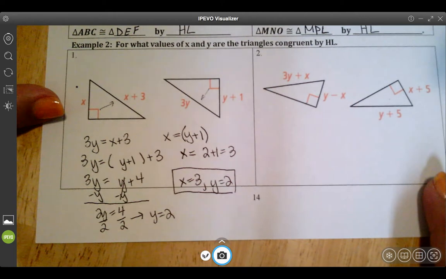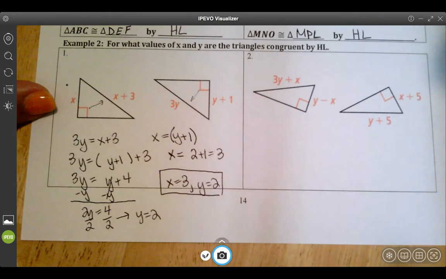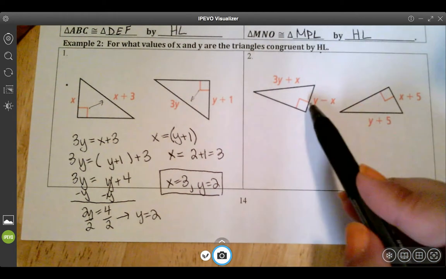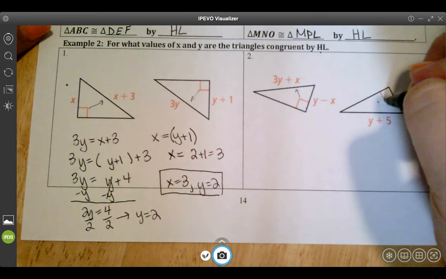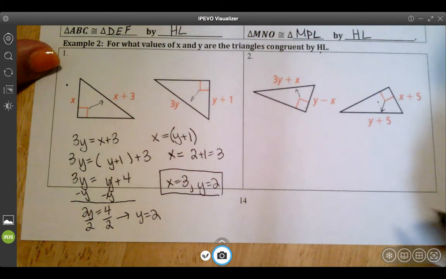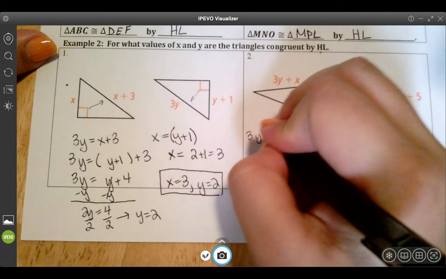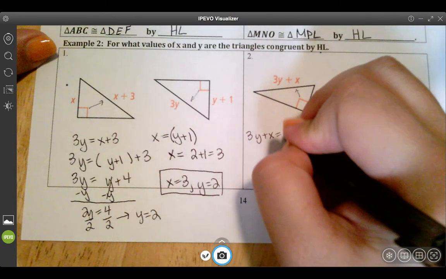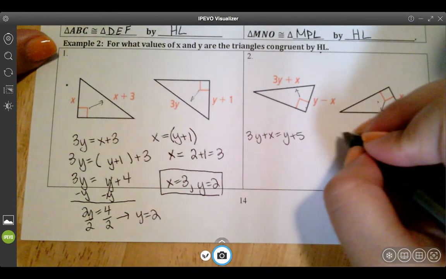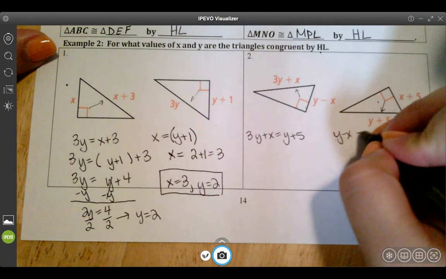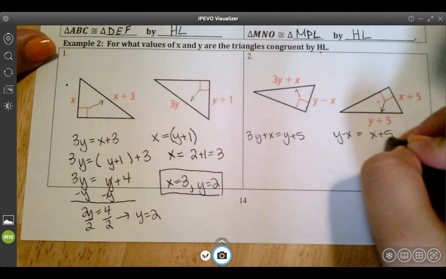Okay. In our second example, again, we're using hypotenuse leg. These are both right triangles. So here's my hypotenuse and my hypotenuse. Those must be equal. 3y plus x equals y plus 5. The legs also must be equal. y minus x equals x plus 5.